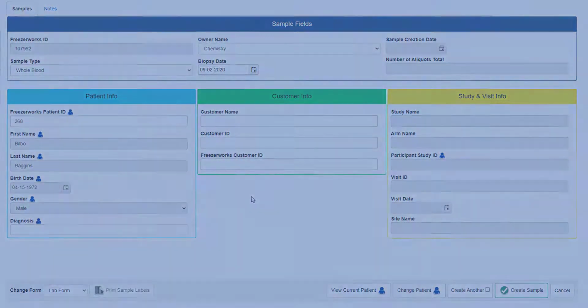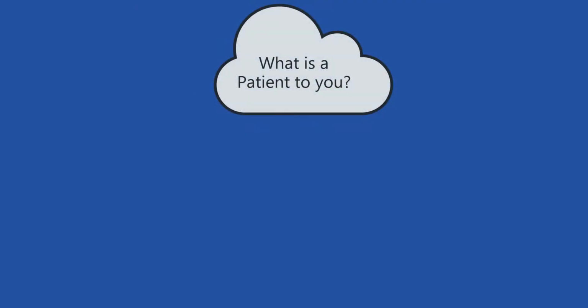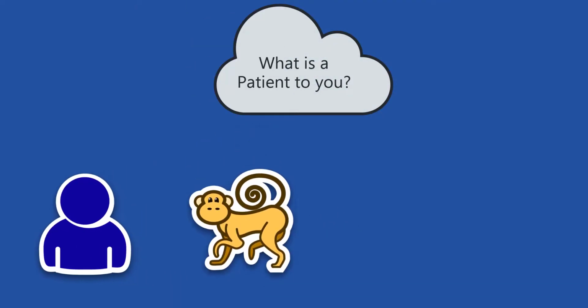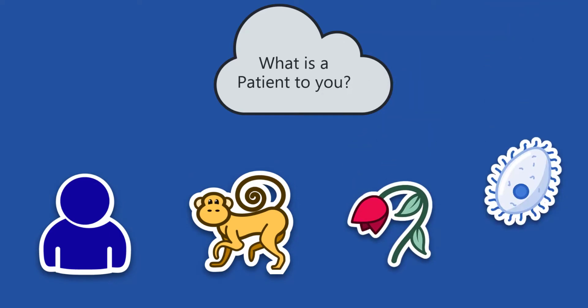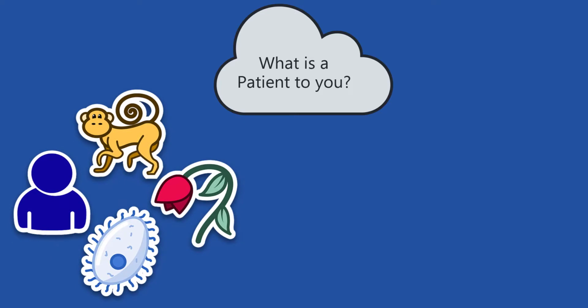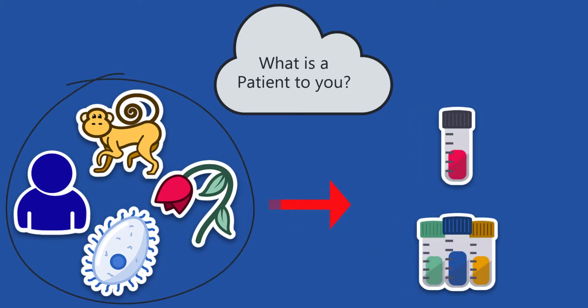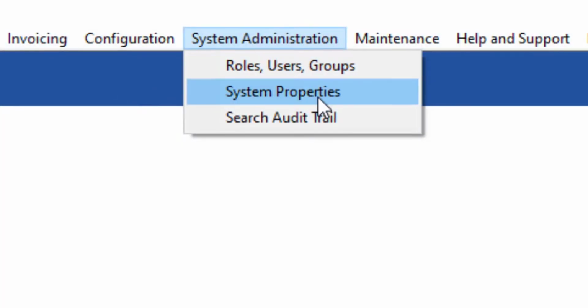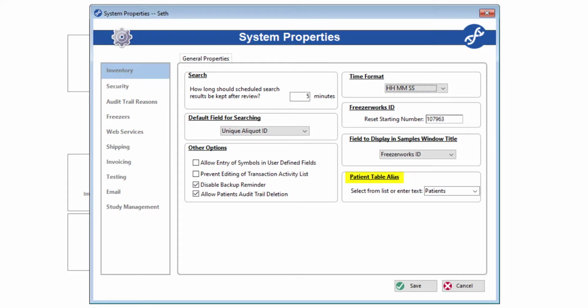But maybe patients isn't the right word for you. Maybe instead of humans, you're studying animals, plants, or even bacteria. Patient management works for all possible subjects, as patients in Freezerworks are simply the source of samples and aliquots. If you'd like Freezerworks to reflect your area of study better, feel free to pick a different alias for the patient table in System Properties on the desktop client. If you'd like, you can even provide your own.